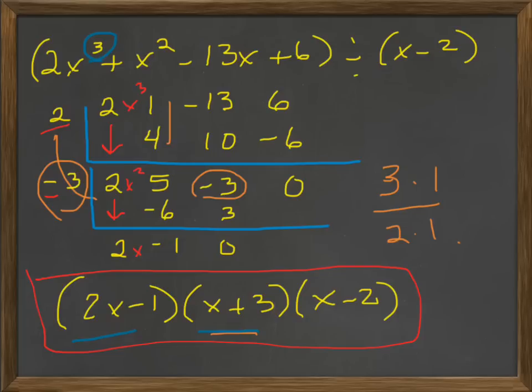Now, looking at each of these, we can get the roots. The roots are x equals 1/2, x equals negative 3, and x equals 2. The fundamental theorem of algebra says that we have to have 3 roots because the degree, the highest exponent, is cubed, so there'll be 3 roots.